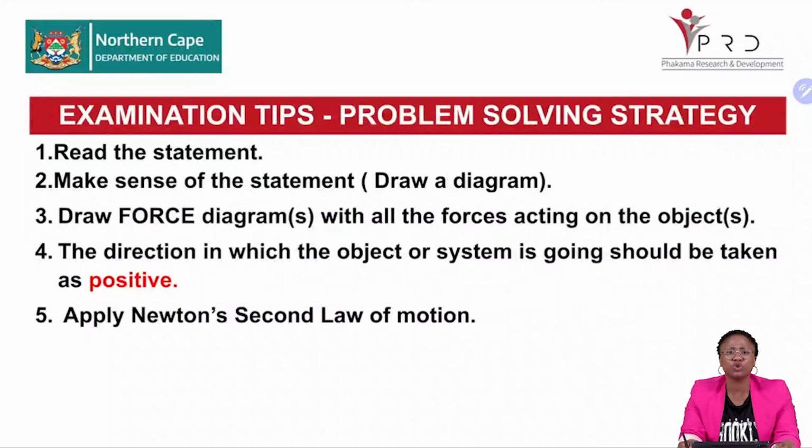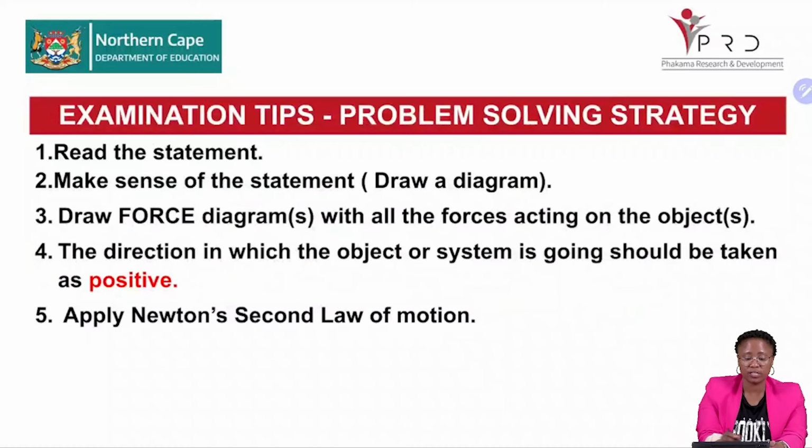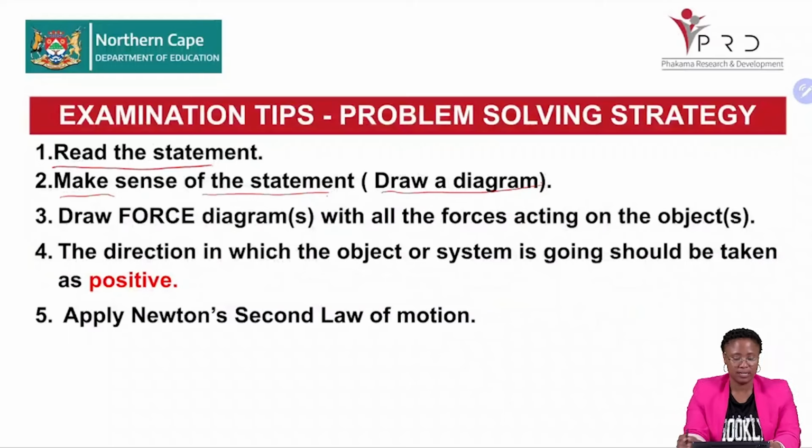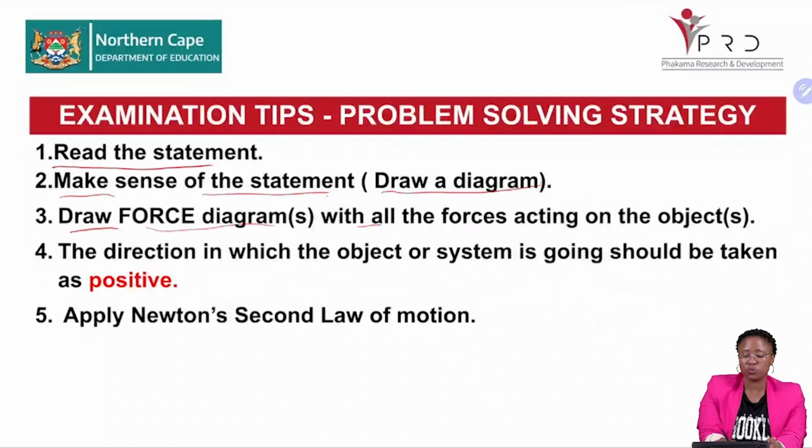Now, what is it that you need to do the moment you see a question on Newton's laws? These are the steps that will help you to solve calculation problems as you are dealing with Newton's second law. First, you need to read the statement with understanding, make sense of the statement, and draw a diagram. If you are not given a diagram, read the statement, make sense of it, and draw what the statement is saying. Then draw a force diagram with all the forces acting on the object so that you know which forces will be on the free body diagram.